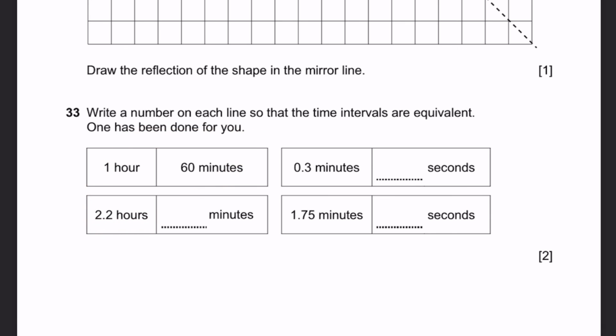Now the second one, 0.3 minutes is dash seconds. 0.3 minutes, we just have to multiply this by 60 to get 18 seconds. Now 2.2 hours, once again multiply by 60 to get 132 minutes. And 1.75 minutes, once again multiply by 60 to get 105 seconds. That's our answer.